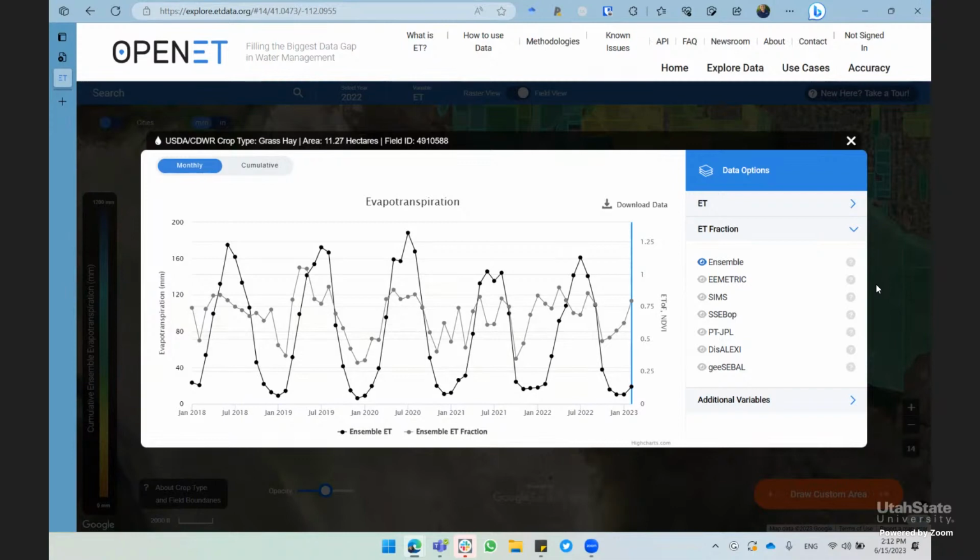ET fraction or fractional ET is the ratio of actual ET divided by the potential ET, but only for today, because today decided to rain, today decided to be cloudy. So my crop coefficient and my fractional ET will be different.